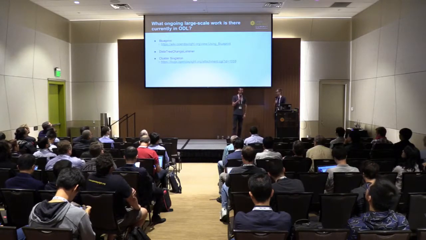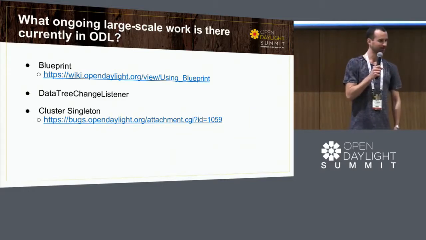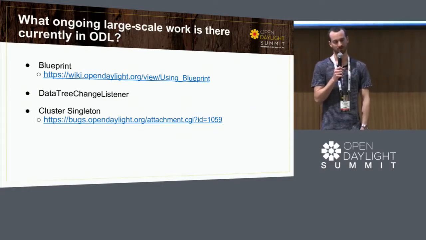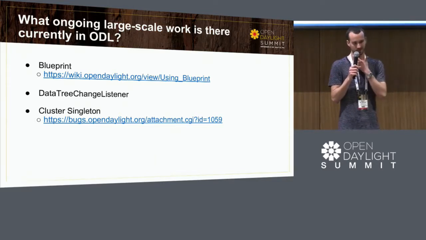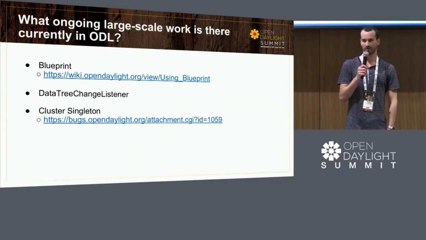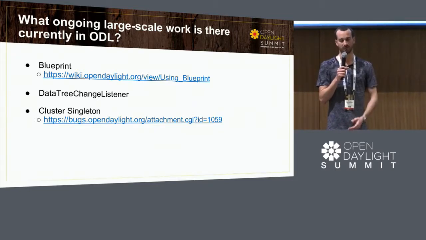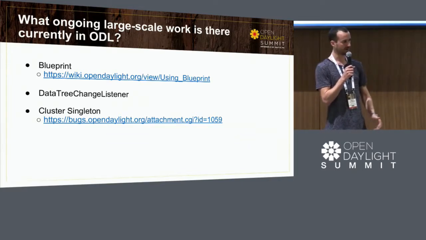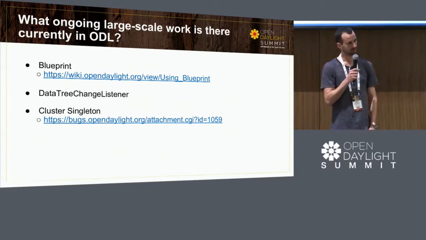So the ongoing large-scale work happening in OpenDaylight. The first one is moving to Blueprint. That's regarding dependency injection. Previously we were using something called the config system. But regardless of what it is, now we're trying to go to Blueprint for many reasons. I'm not going to talk too much about it now, but there's going to be a talk about it if you want to know more.